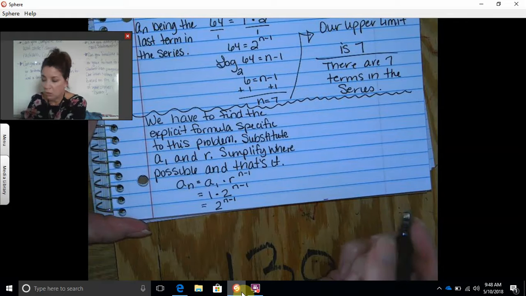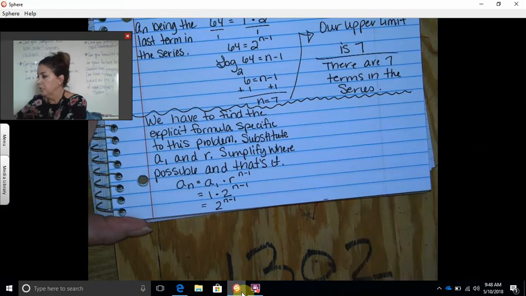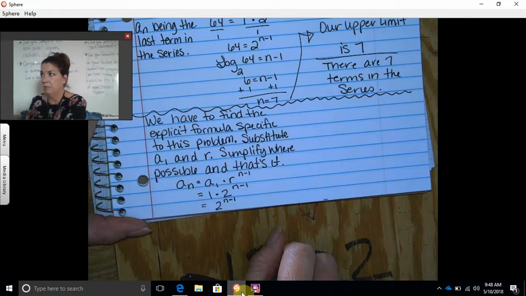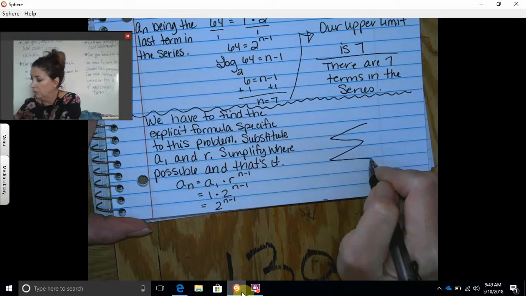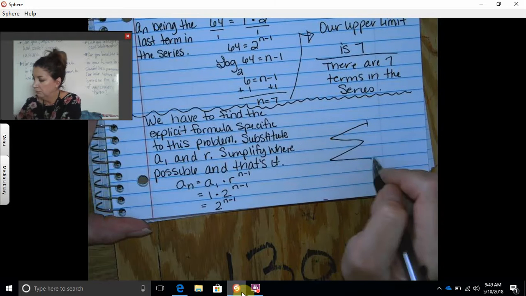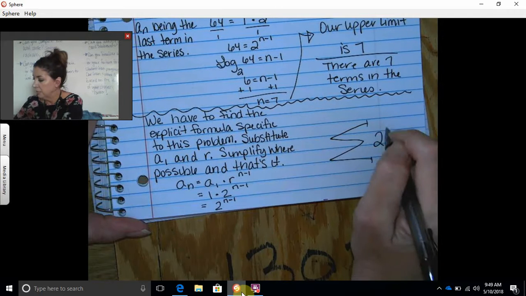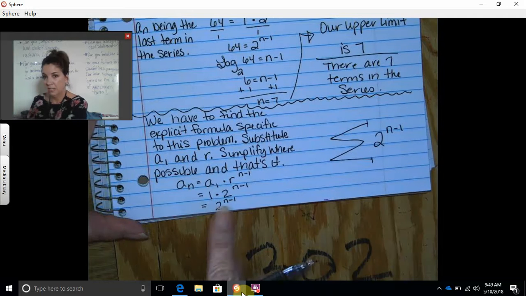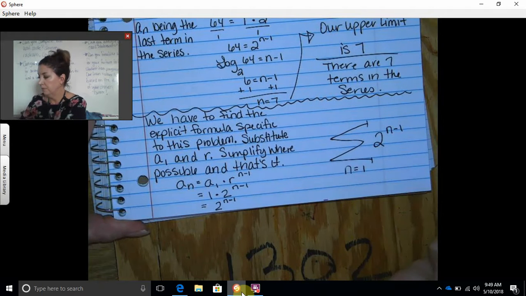Now for our lower limit, we're always just going to use 1 unless they tell us otherwise, okay? We're going to go from our first term to our 7th term. If they said our lower limit's something different, then we use that, and they didn't. So we have everything we need. We're going to find the sum of 2 raised to the n minus 1. That's what we found here. Okay. For terms of n from 1 to what? 7.